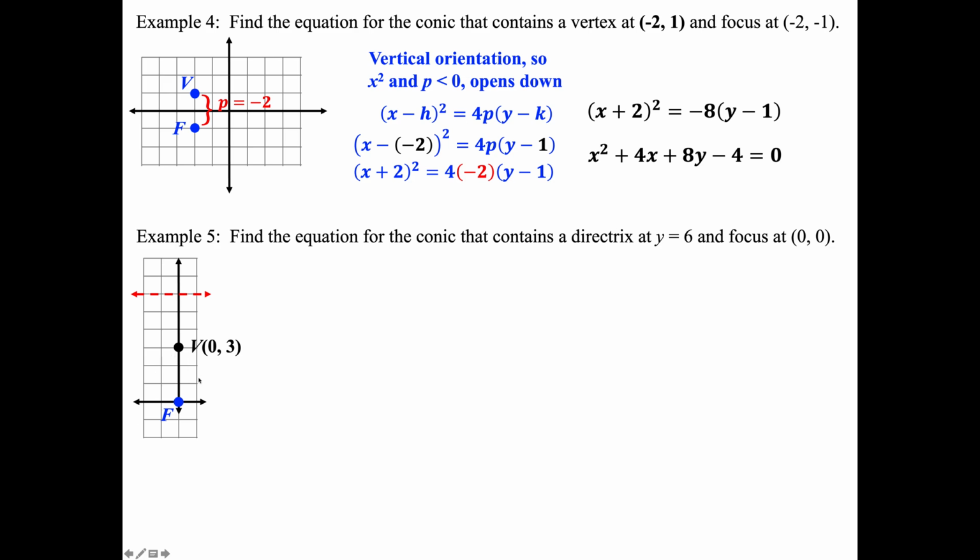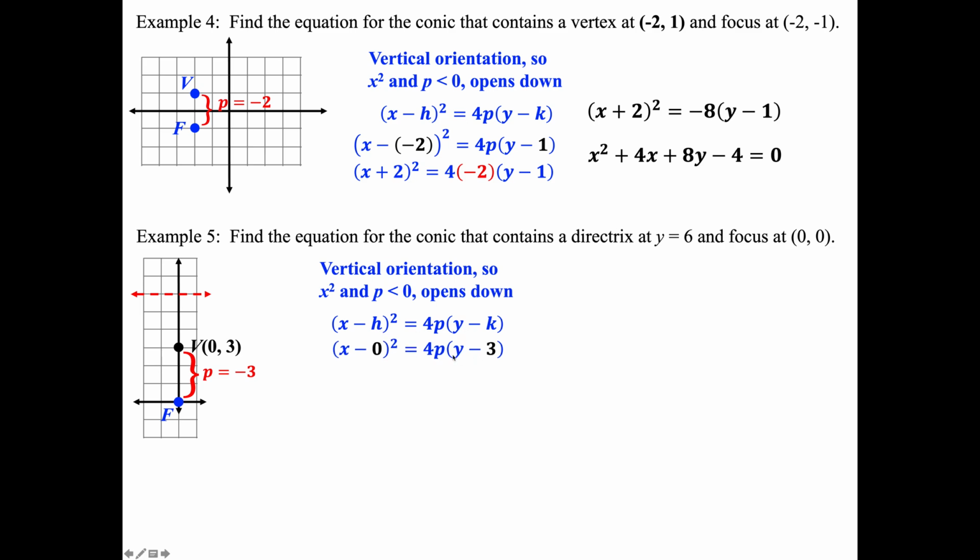Again, it's opening down, so I need the same setup as before. And my p-value is going to be negative 3, so I've got the same setup. (x - h) squared equals 4p, which is going to be 4 times negative 3, times (y minus whatever your k value is). So if you put in the 0 for h, that's just going to give us x squared. And over here we're going to have y minus 3. And we put in our negative 3 for our p. We get x squared equals negative 12 times (y - 3).